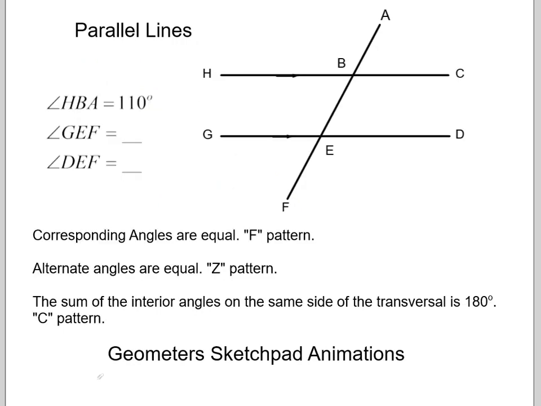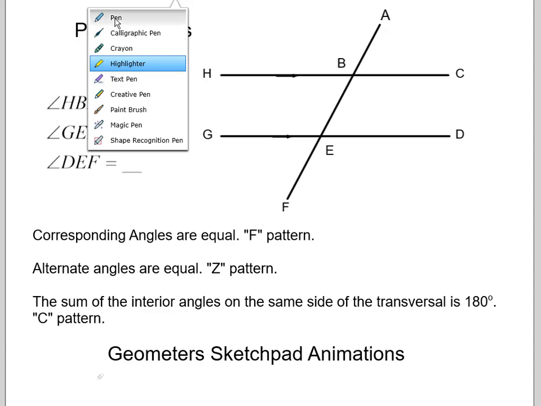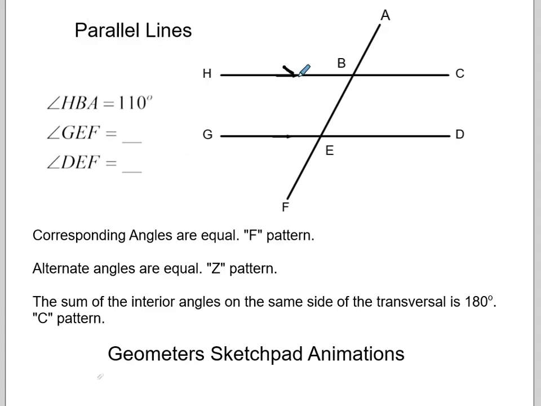Okay, parallel lines. Parallel lines have little arrows on them like this, just in case you can't see them, that indicate they are parallel. The line AF that's crossing this is called a transversal, and we'll be looking at a couple of different patterns. You may have seen these before. So let's take a look. HBA is 110 degrees. So from H to B to A, this is 110 degrees.